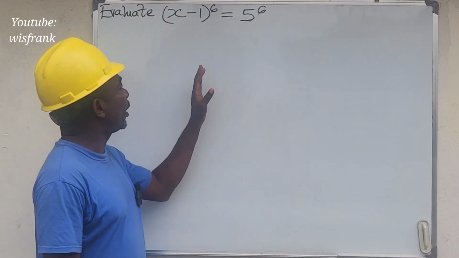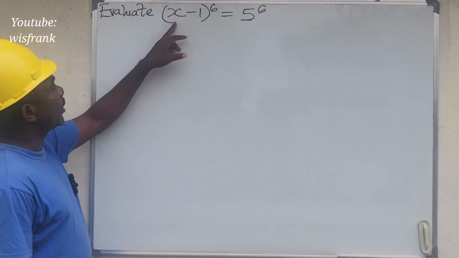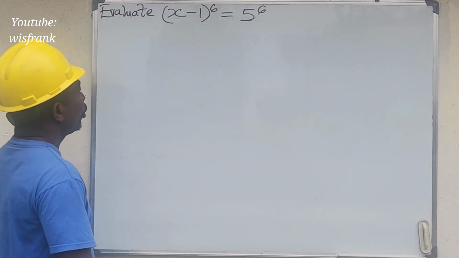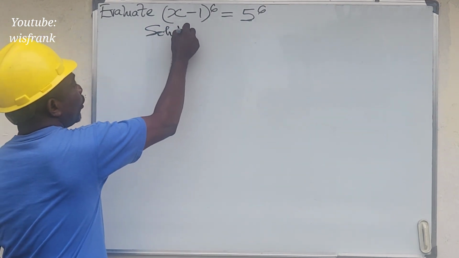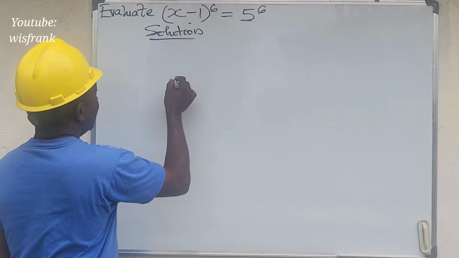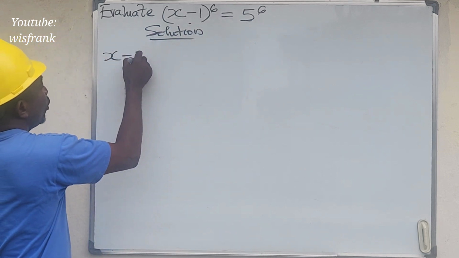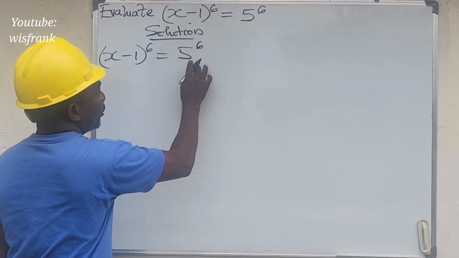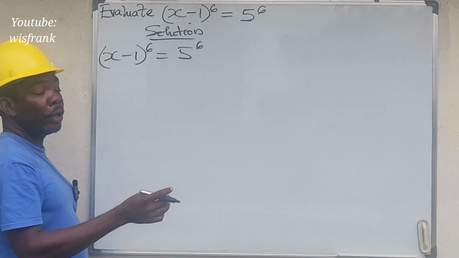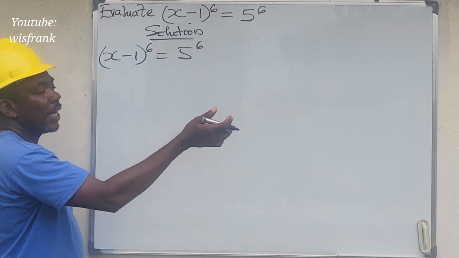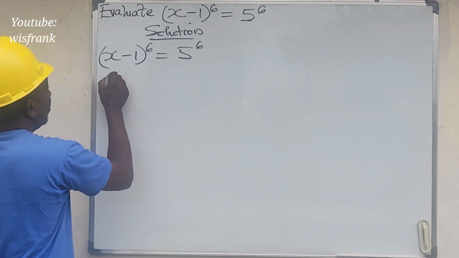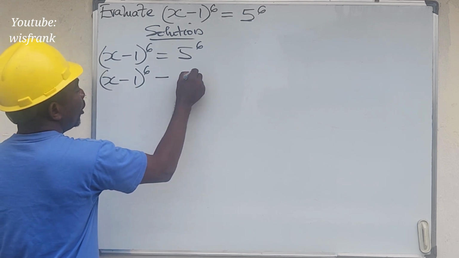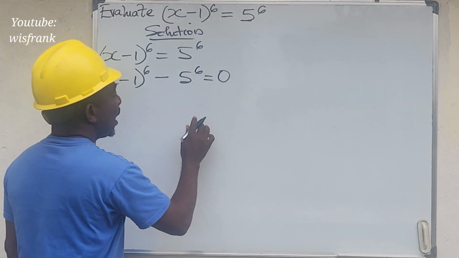For today, we're looking at this question and it says evaluate (x − 1)^6 = 5^6. So we are going to evaluate this to find the value of x from the given equation. We are given (x − 1)^6 equals 5^6. So what we need to do is transpose the right-hand side to the left-hand side. So this will become (x − 1)^6 − 5^6 = 0.